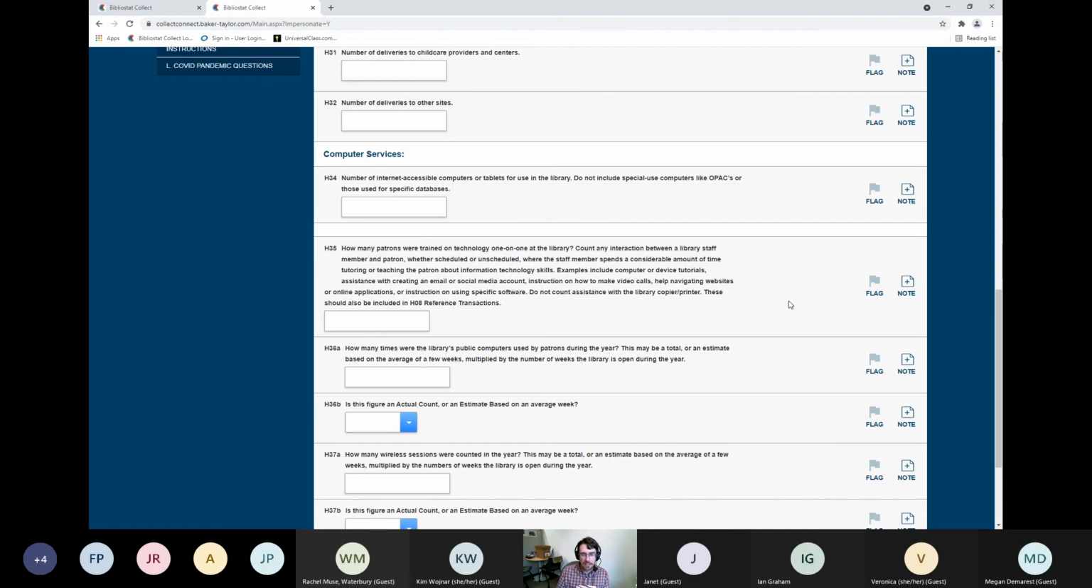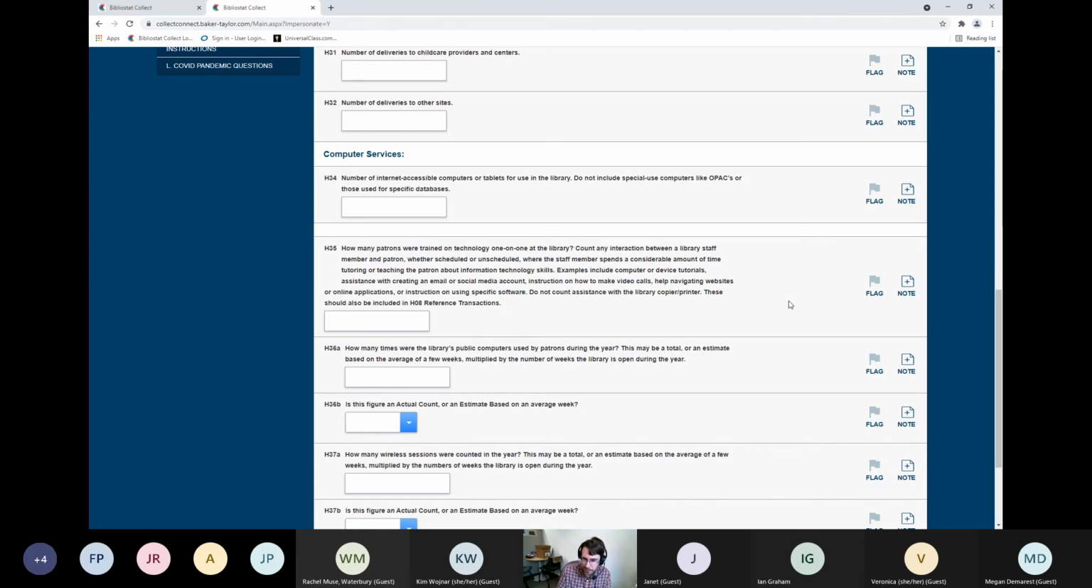If you talk to them for 10 seconds, that probably doesn't count. But if you talk to them for 2 minutes, that probably does count. These all should count as reference transactions as well, because it really is a reference transaction. But we're trying to kind of pull these out as well. And again, the old question didn't have a lot of clarity, so we wanted to add this.